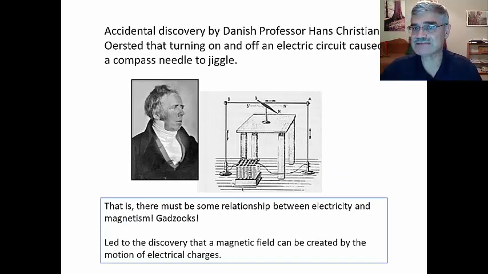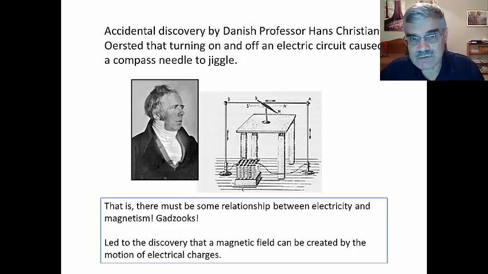Now, there was a very interesting accidental discovery by a Danish professor named Hans Christian Ørsted. This is the way science is sometimes done, with serendipitous findings. Ørsted was turning an electrical circuit on and off, and he noticed that the needle of a compass, one of these permanent magnets, would jiggle. So an electrical circuit is causing the magnet of the compass to move. That is, there must be some relationship between electricity and magnetism. Gadzooks, Ørsted said, which of course is Danish for by golly.